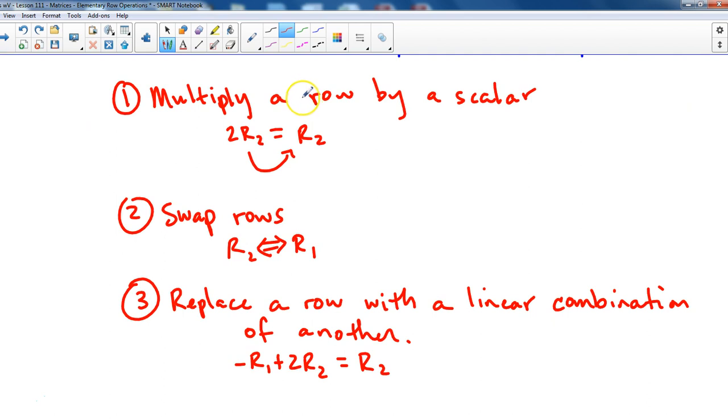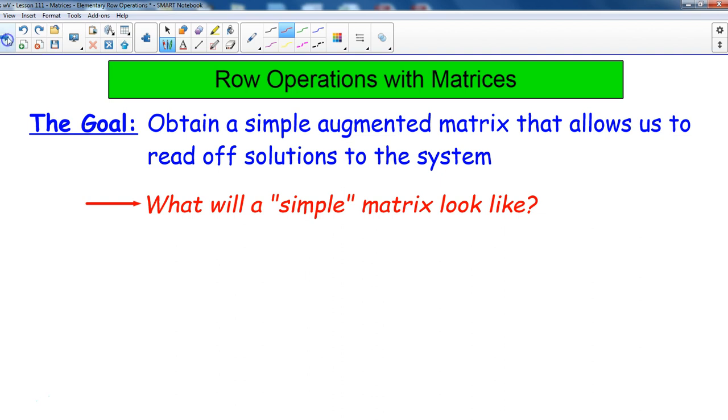I can multiply a row by a scalar, and this is the notation that we use. I can swap rows, and this is the notation that we use. And I can replace a row with a linear combination of another, and this is the notation that we use for that. All right, so the best way to do this is to just jump into it.